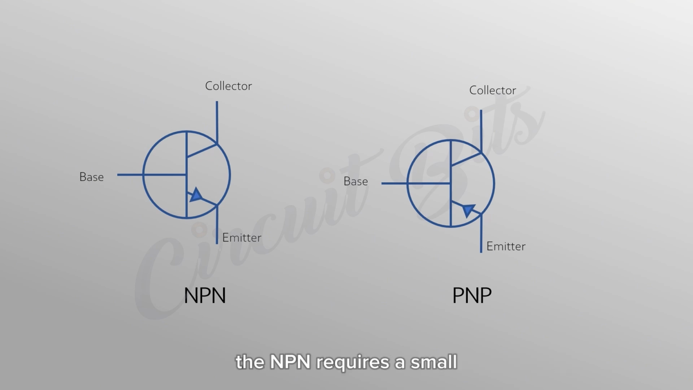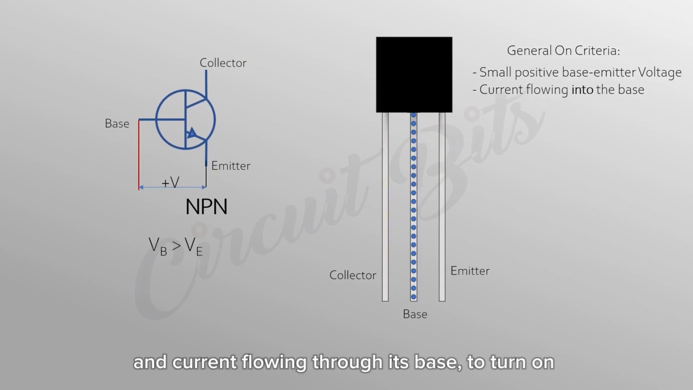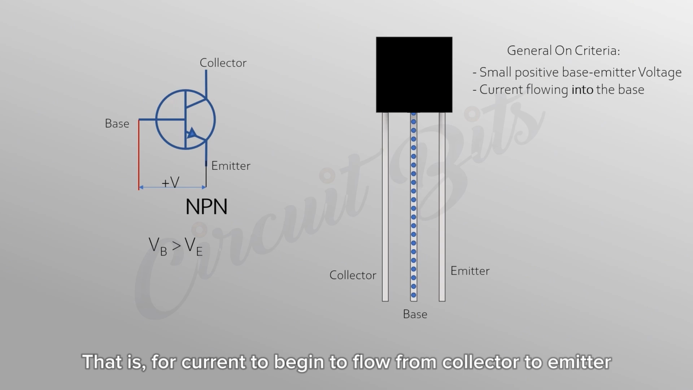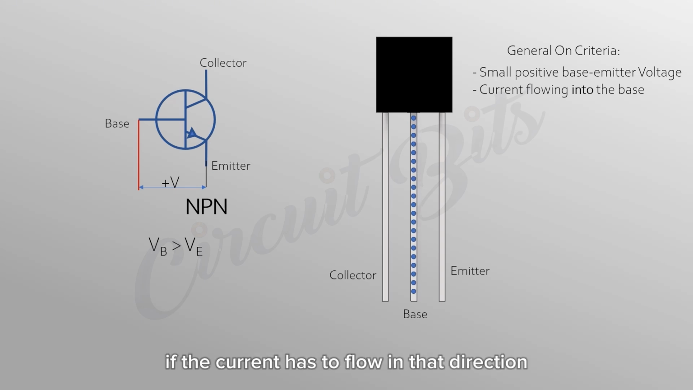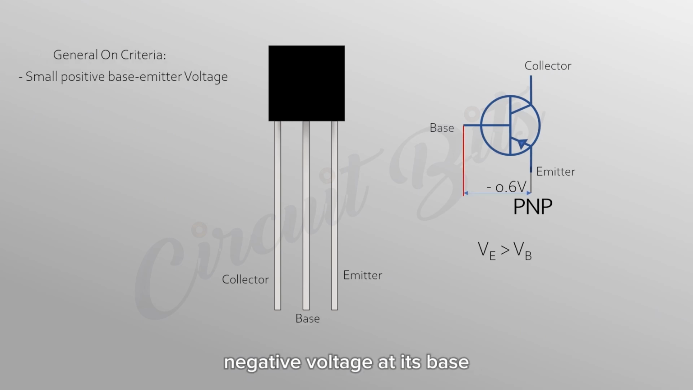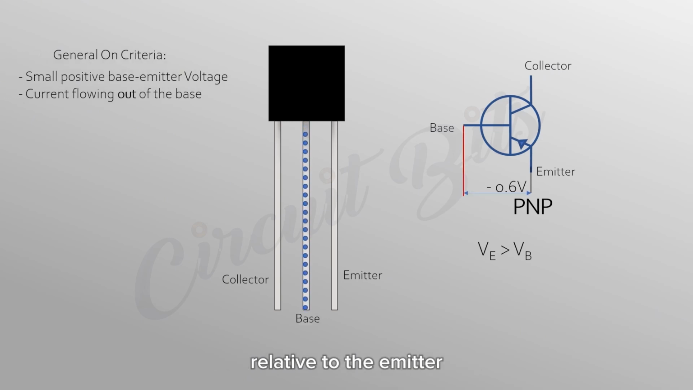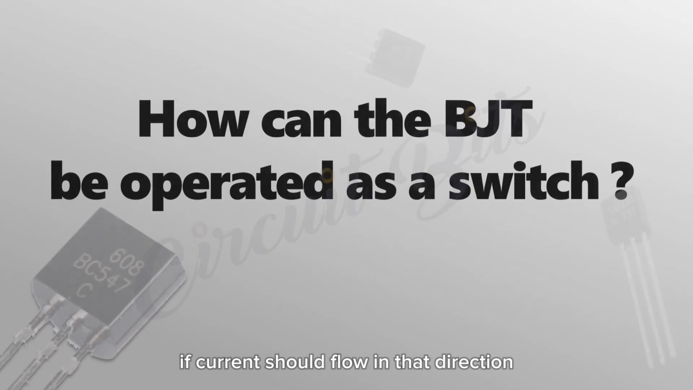The NPN requires a small positive voltage with respect to the emitter and current flowing through its base to turn on. That is, for current to begin to flow from collector to emitter. So the voltage at the collector should be greater than the voltage at the emitter if the current has to flow in that direction, while the PNP requires a small negative voltage at its base relative to the emitter and current leaving its base to turn on. That is, for current to begin to flow from the emitter to collector. So the voltage at the emitter should be greater than the voltage at the collector if current should flow in that direction.